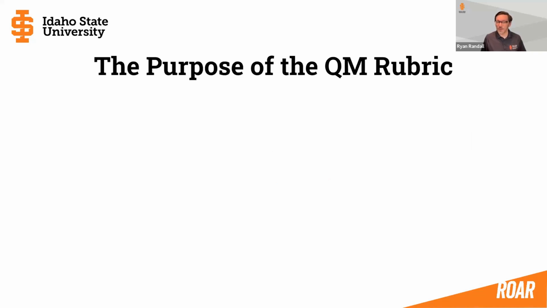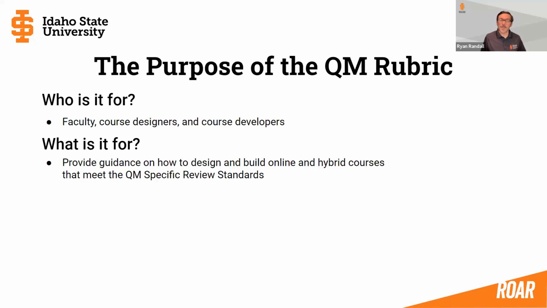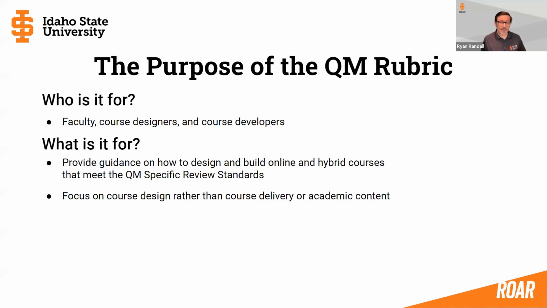The Quality Matters rubric. What is the purpose of the Quality Matters rubric? Who is it for? Excellent question. It is meant for faculty, course designers, and course developers. What is it for? It's meant to provide guidance on how to design and build both online and hybrid courses that meet the Quality Matters specific review standards. These focus on course design rather than on course delivery or your academic content.